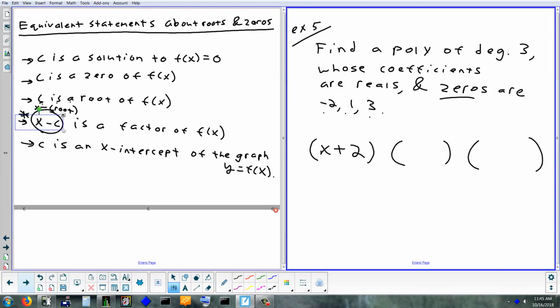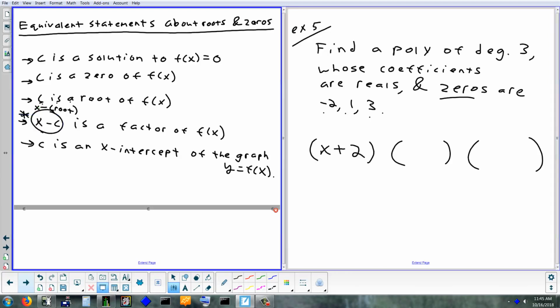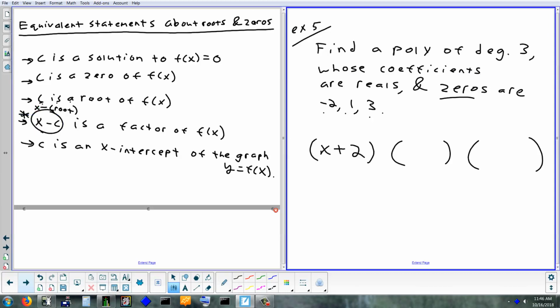So I would take the -2 for x and that is 0. The idea is when you take this number and plug it in, you get 0. Well, if you plug in -2 right there, -2 plus 2 is 0. So that's perfect. Let's look at the next one. 1 is a root. What would be a factor? x minus 1. And what if 3 is a root? x minus 3.